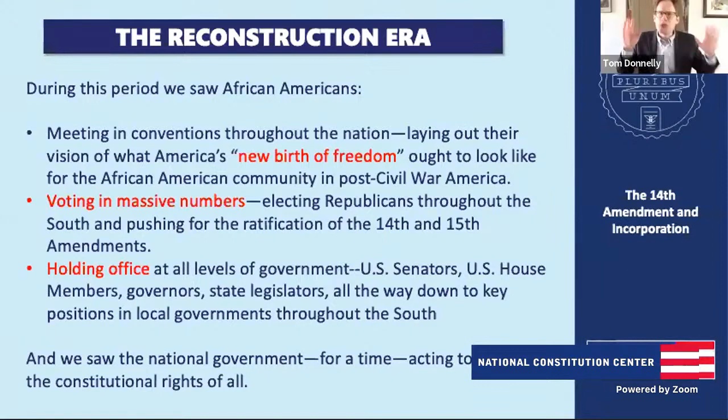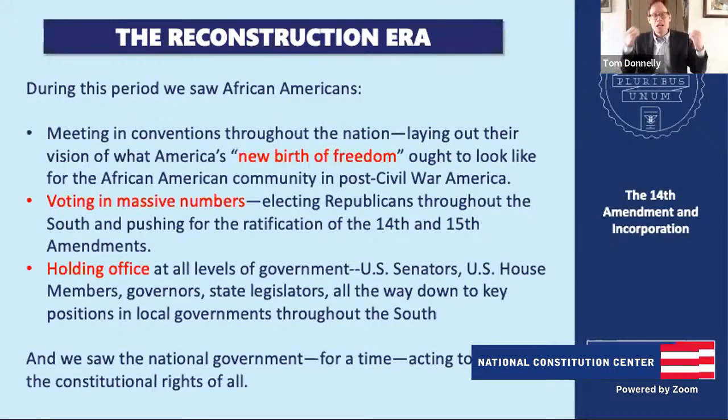Yeah, absolutely. Reconstruction is this amazing moment that's both powerful and transformational, but far too brief. This is a period in which America really tried for the first time to make multiracial democracy work, and it really did for a period of time. During this period, we saw African Americans meeting in conventions throughout the nation, meeting with one another, trying to say, what is it that we need in America to make it live up to the Declaration of Independence's promise?